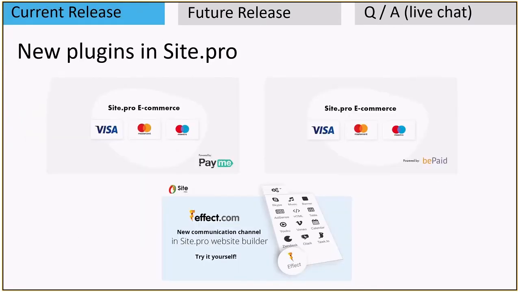We have added a few new plugins to Site Builder, Pay Me and Be Paid, related to e-commerce. These two plugins are payment gateways, and we have added a new communication channel to Site.pro as well. Also, I would like to say that at the moment we provide 28 payment gateways to accept payments for items in online stores, and probably you will not find another website builder with such a big number of payment gateways.